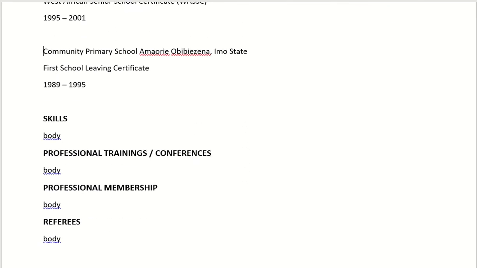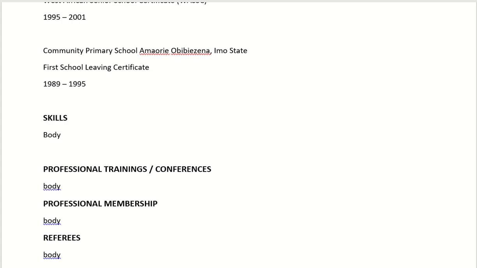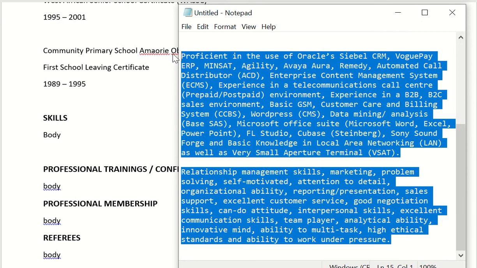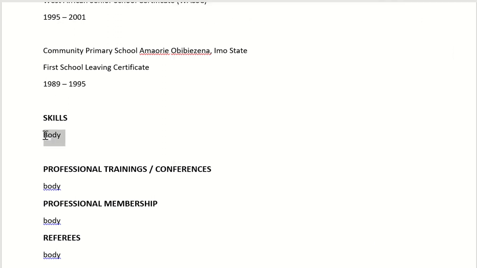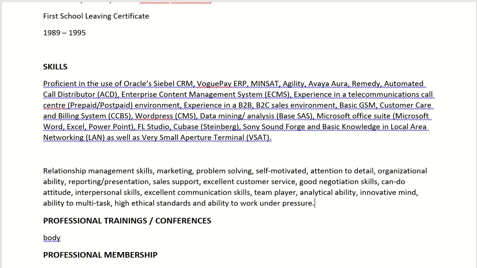And then the next section for this document is the skills section. The skills section is a very important aspect of this document. So I have a list of skills that have been crafted for this candidate. I'll just copy and paste here. And of course, you know that there are two types of skills. There are hard skills and there are soft skills.